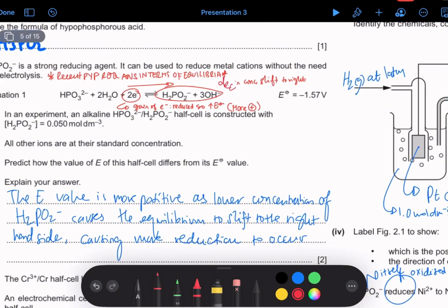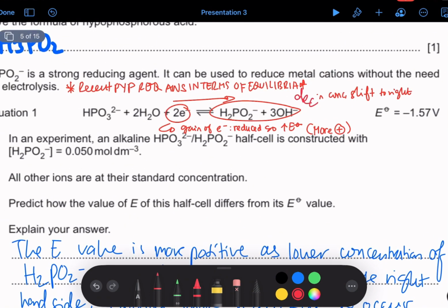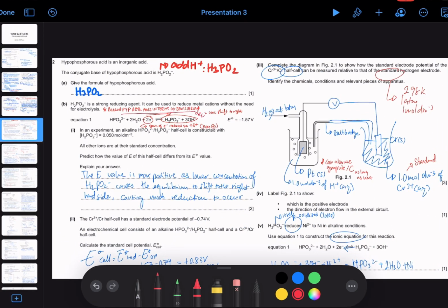By the way, you can answer it in terms of an equation. There's an equation where you can find the E value, but a recent past year paper actually requires the answer in terms of equilibria, so it's probably safer that we do that instead.